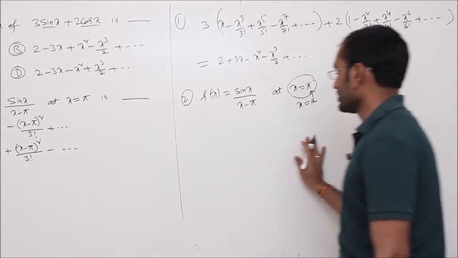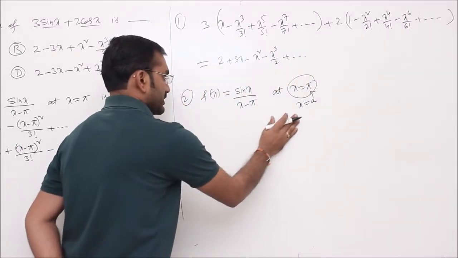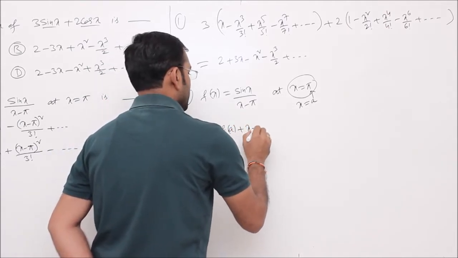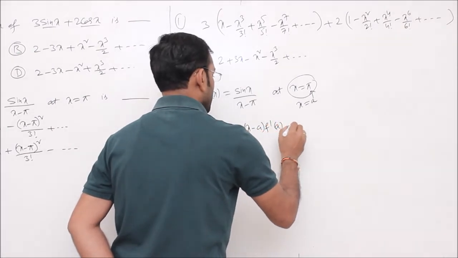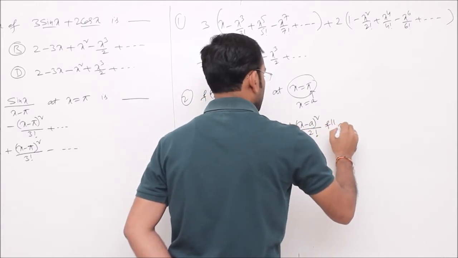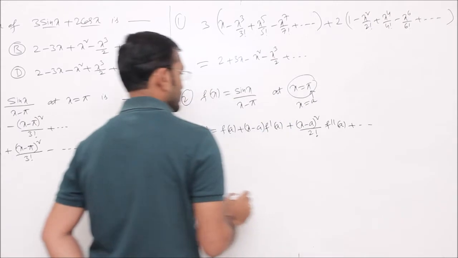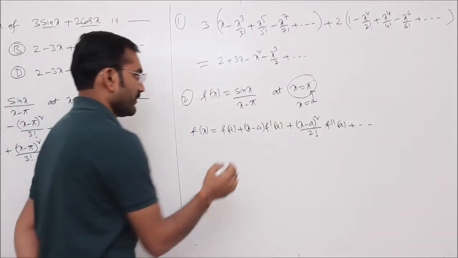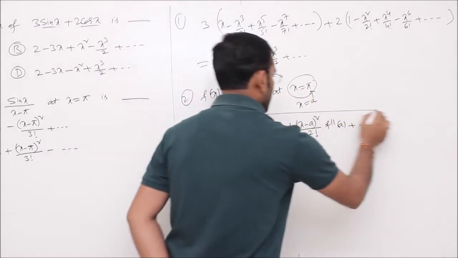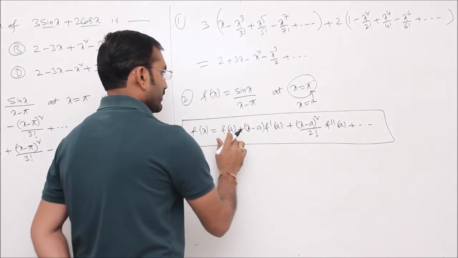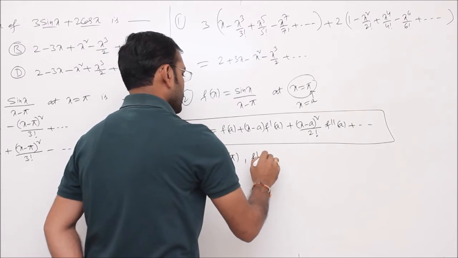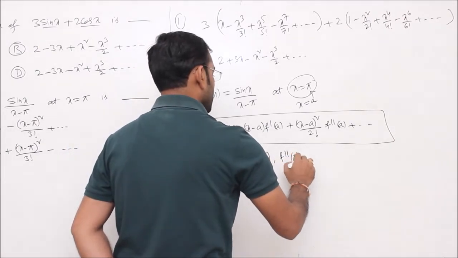So we have the standard expansion. What is the standard Taylor series expansion at x is equal to a? f of x is equal to f of a plus x minus a into f dash of a plus x minus a whole square by 2 factorial f double dash of a plus and so on. That is the basic formula for the Taylor series expansion about x is equal to pi. To apply this formula, we need to find f of pi, f dash of pi, f double dash of pi, and so on.